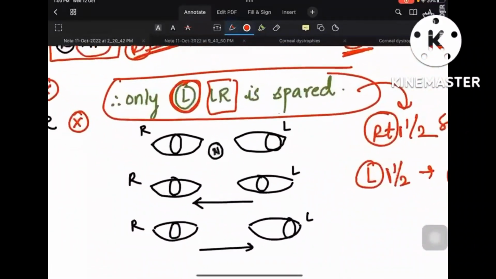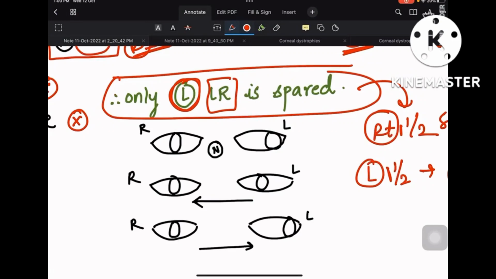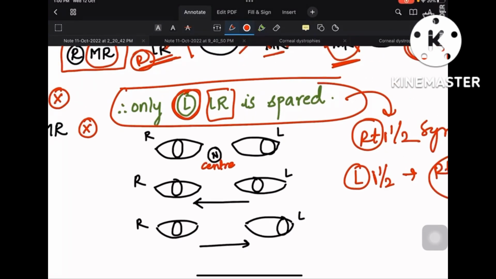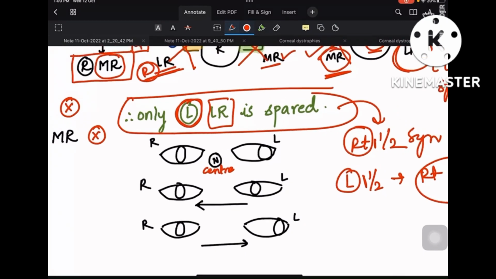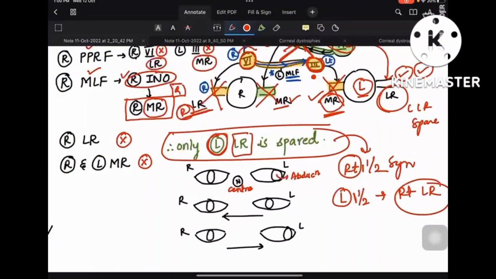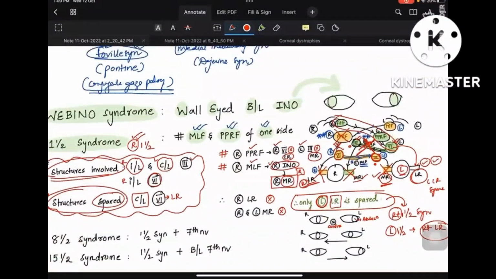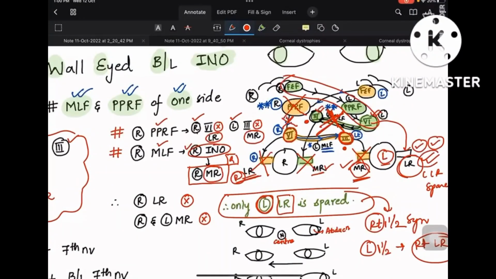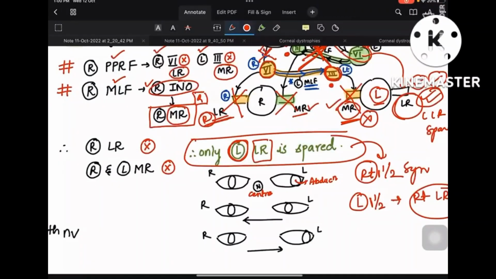So let us look at the eye images here. Now when you ask the patient to look normally, in the center, the patient's left eye is in the abducted position because the left lateral rectus is spared, right? The left lateral rectus is functioning normally, whereas the left medial rectus is gone. So the lateral rectus takes the eye towards the opposite side, that is abduction, away from the nose.